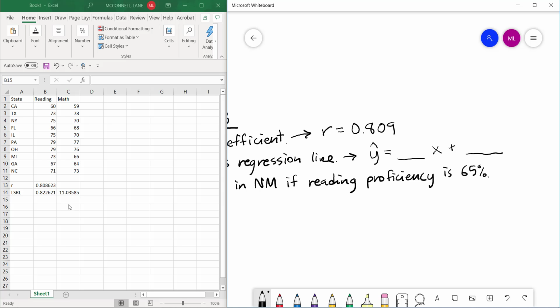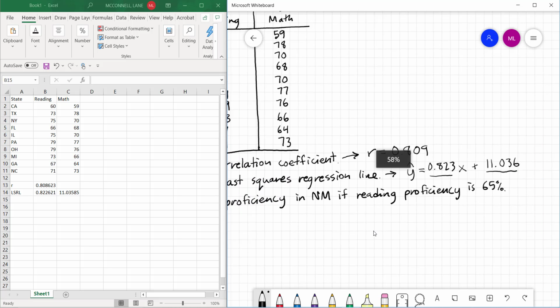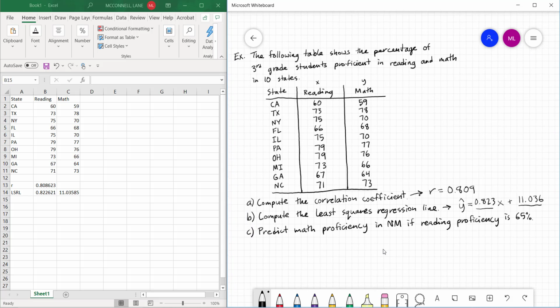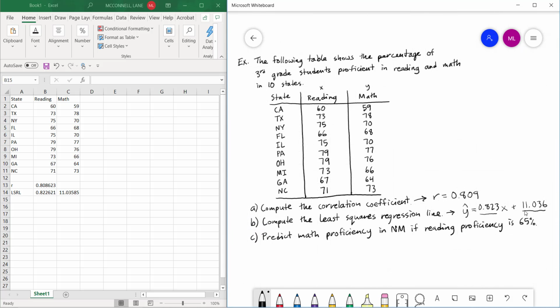But for us, what's important is over here, it's always going to give us the slope first, so the one that should be multiplying the x value first. So in this case, it's about 0.823, if I were to round that to 3 decimals, plus the second number, 11.036, if we also rounded to 3 decimals. And so these two numbers here came from these two numbers here. And that gives us, let me get this all back on the screen at once, the equation of our least squares regression line.